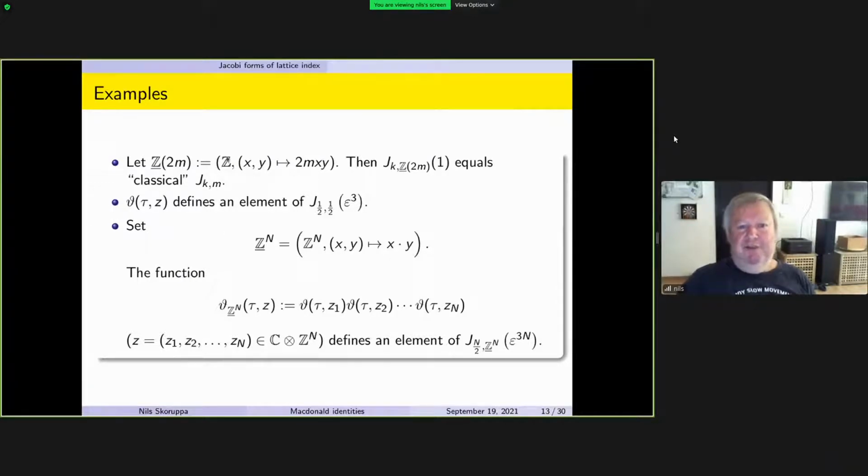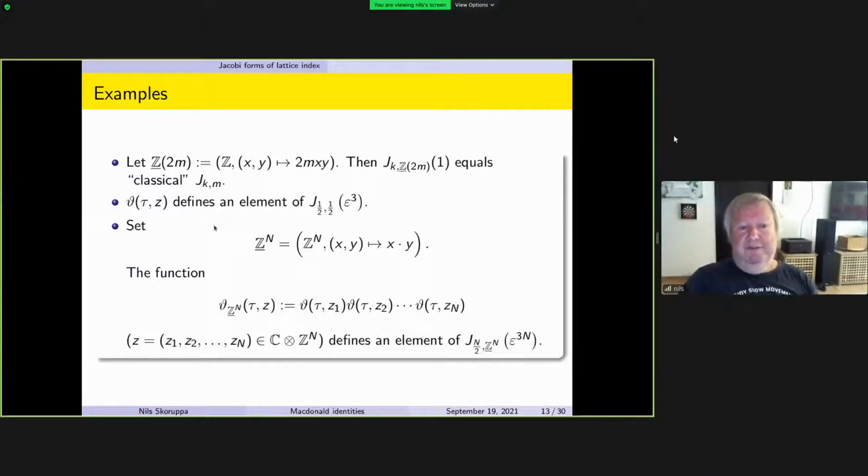So when you take a special lattice, the lattice L with the usual scalar product, just multiplication xy, rescaled by 2m, where m is an integer, then the space of Jacobi forms associated with this lattice, with trivial character and say integral weight, is nothing else but the classical Jacobi forms that you know from the theory of Eichler and Zagier. So this theta(tau, z) that you saw, the Jacobi theta function, is then a Jacobi form in this notation of weight 1/2, index 1/2, belonging to the lattice Z itself, where 2m is equal to 1, and the character is epsilon cubed. So one can work it out like that.